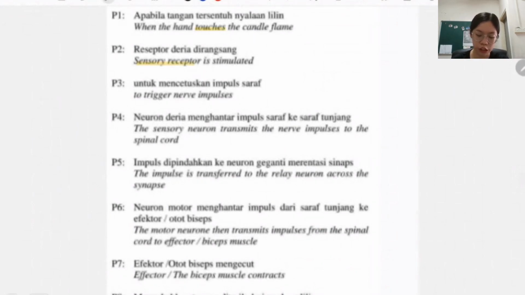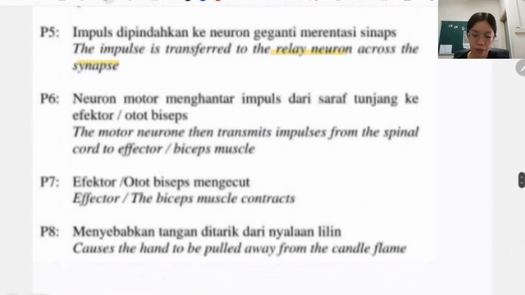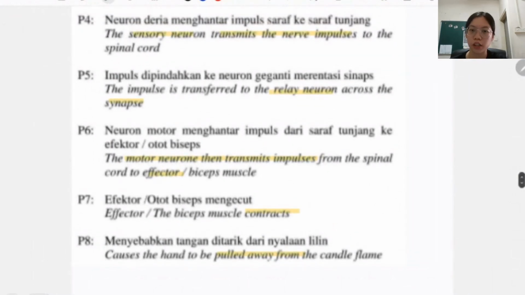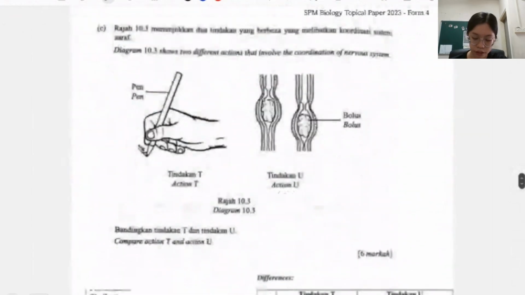Touches, sensory receptor, trigger nerve impulse, transmit nerve impulse. The sensory neuron is the one that transmits. And then you can say transmit across the synapse. And what about the motor neuron? It will transmit to the effector, or you can say the muscle specifically. What does the muscle do? Contract. What is the action? Put away from the candle flame. So there are actually a lot of points to mention right here, and this is the pathway.